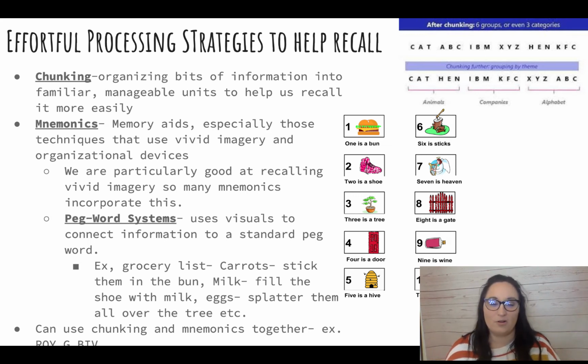So for example, if you're making a grocery list and can't write it down, you'd think, carrots. Okay, those have to go with 1 is a bun. So you put carrots inside of a bun. You picture that. And then for 2 is a shoe, okay, I need milk. So I'm going to take that shoe and fill it up with milk. And you have to visualize these things, and that will help you remember them in order. We can try this in class.